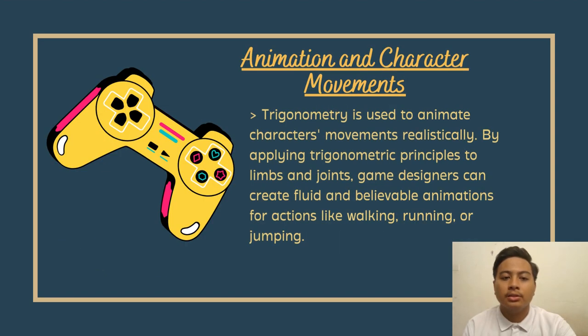Apart from that, trigonometry is used in animation and character movement. Trigonometry is used to animate character movement realistically by applying trigonometric principles to limbs and joints. Game designers can create fluid and believable animation for actions like walking, running, and jumping.